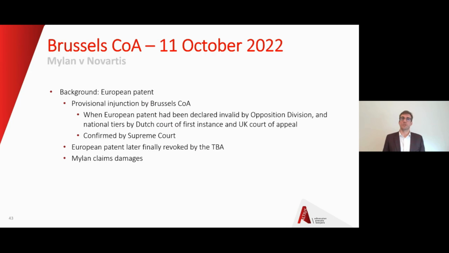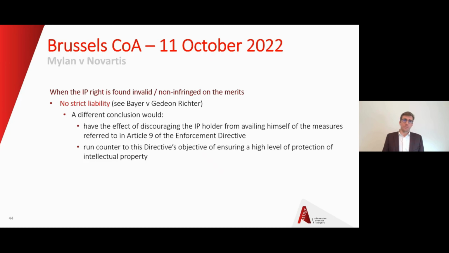Now, this provisional injunction, still the patent was considered prima facie valid, and the provisional injunction, the PI, was confirmed by the Supreme Court. The European patent was later finally revoked in a final manner by the TBA, and Mylan claimed damages. Now, the Brussels Court of Appeal stated and confirmed the earlier case law of the Belgian courts, and also in line with Bayer versus Gedeon Richter, that there is no strict liability in this particular case.